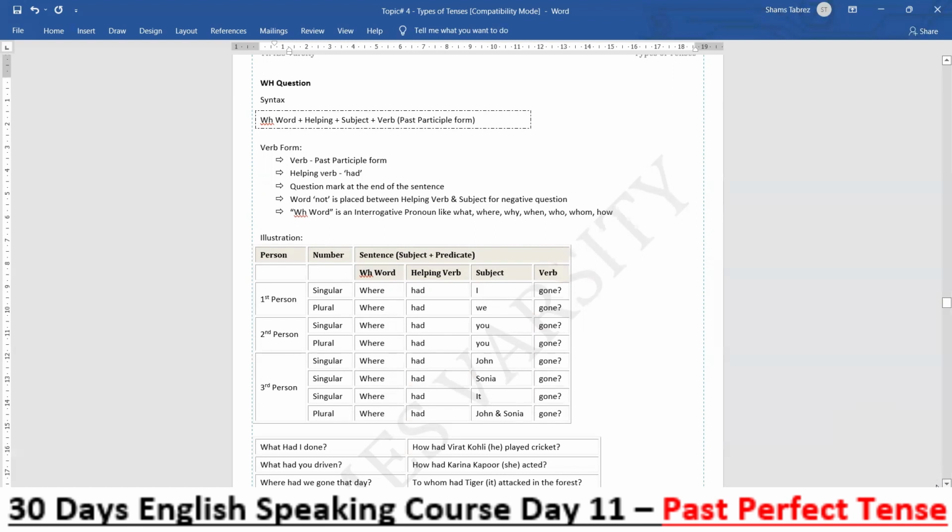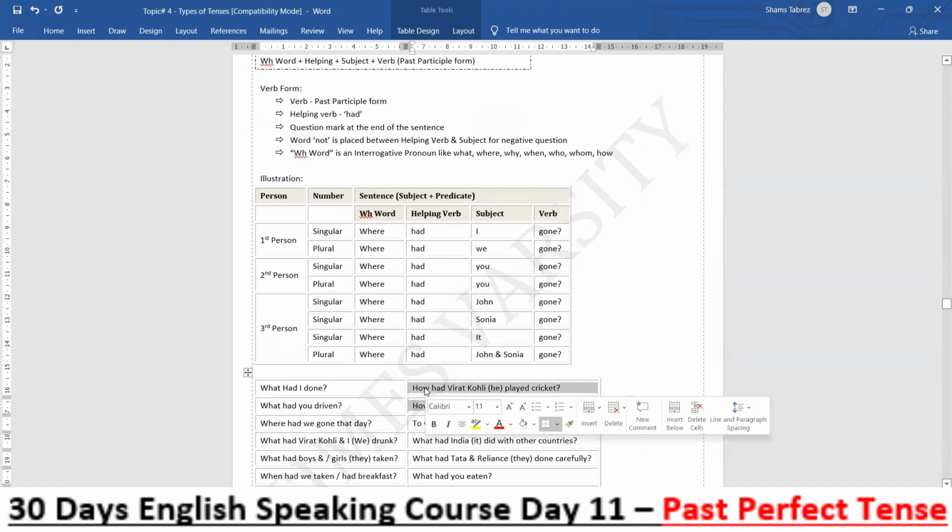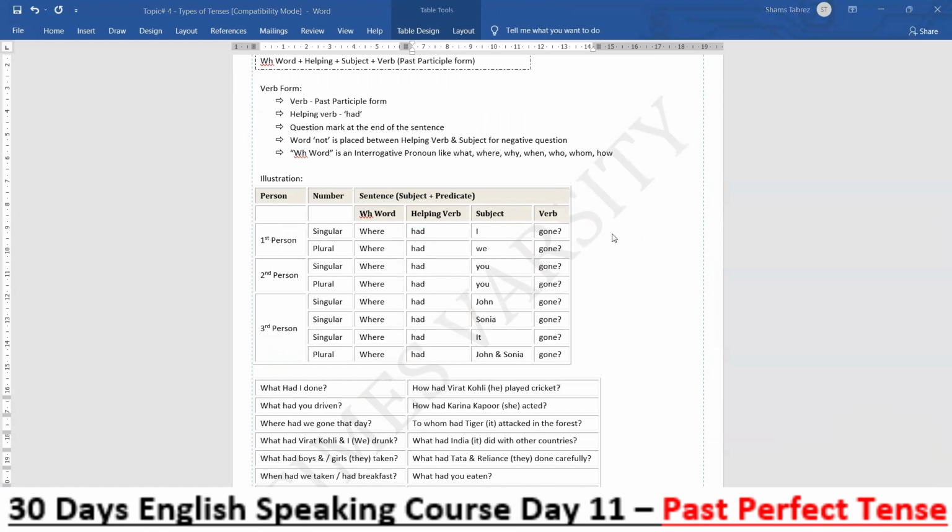All right. So, for example, if somebody would like to inquire about Virat Kohli's performance in the last match, he will ask this question. So, would anyone like to read these two questions and translate? How had Virat Kohli played cricket? विराट कोहली कैसा खेला क्रिकेट? Virat, yes. So how had Virat Kohli played cricket?